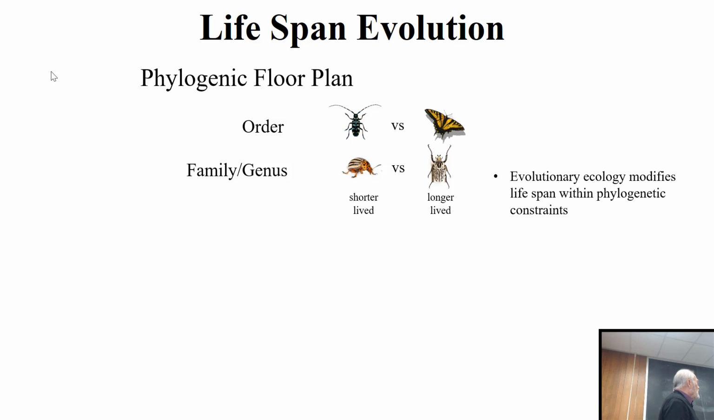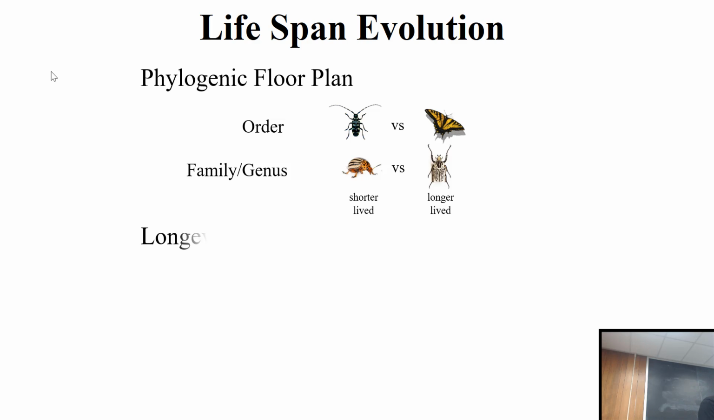Then the next level, you have that within these, in this case the beetles, you can have shorter-lived and longer-lived. And that's where the evolutionary ecology modifies the lifespan within these phylogenetic constraints. So if some species go to the desert, there's different lifespan adaptations for that environment versus the tropics versus any number of other environments. And so, anyway, that's the next level.